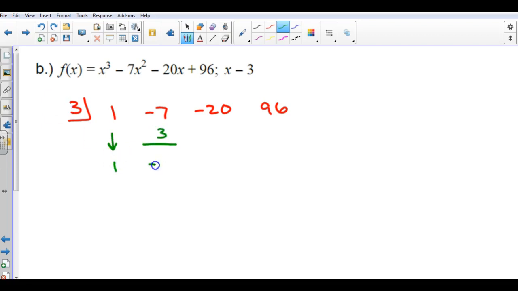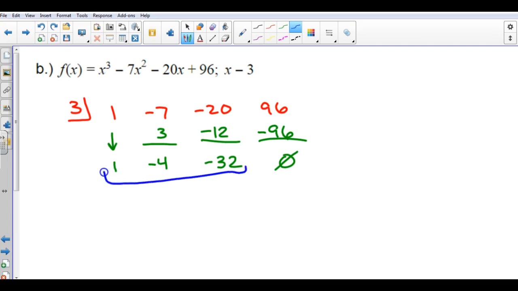Negative 7 plus 3 is negative 4. 3 times negative 4 is negative 12. I have negative 20 plus negative 12, which is negative 32. And then 3 times negative 32 is negative 96, which again, when you add these together, the fact that it is a 0 means that the x minus 3 is a factor. So that's what you want with these problems at the end.